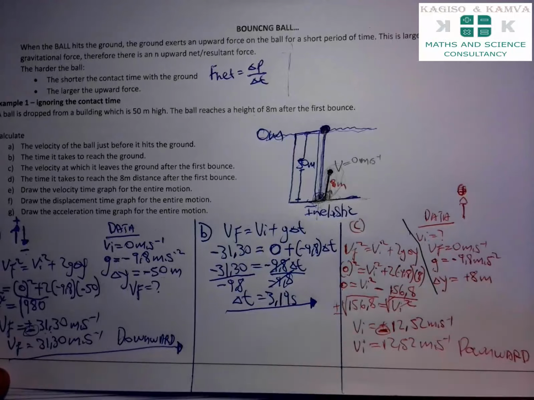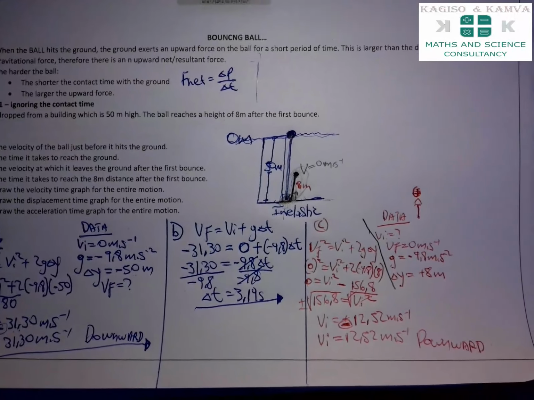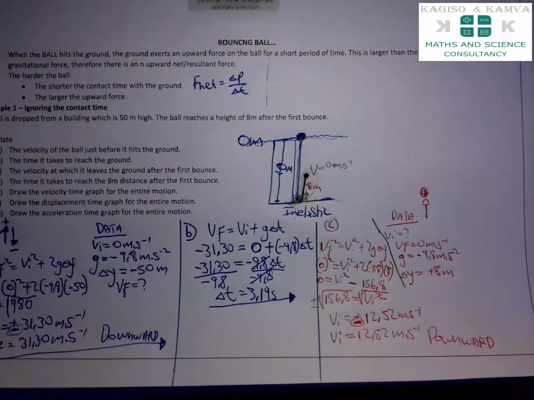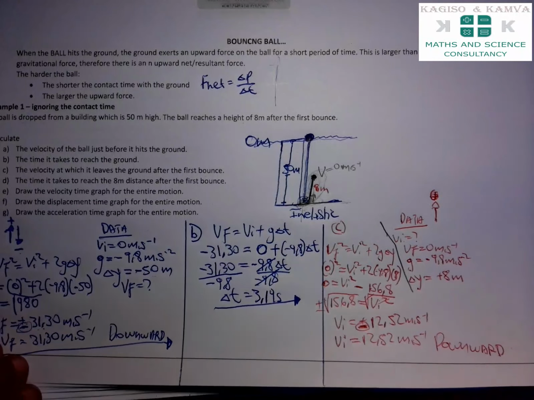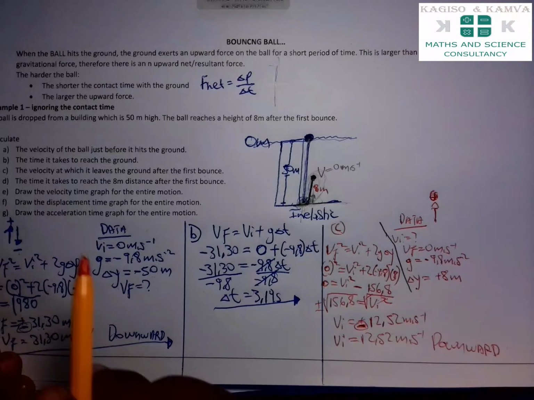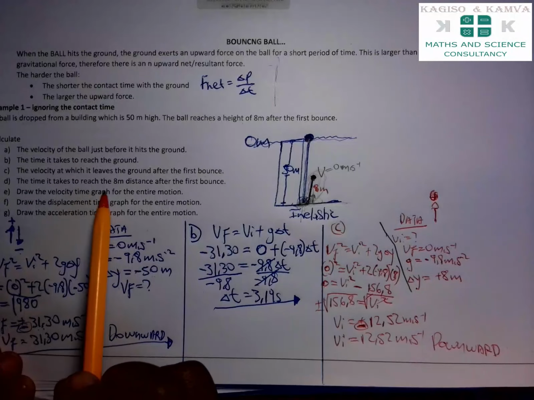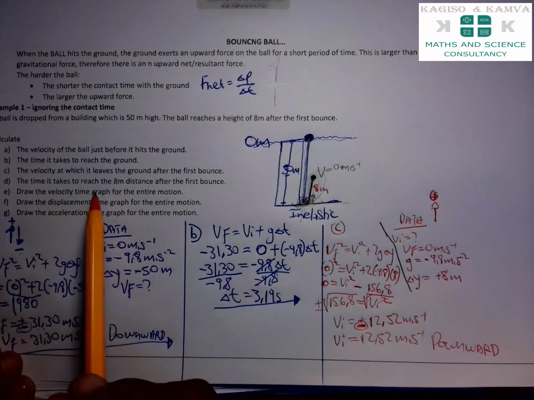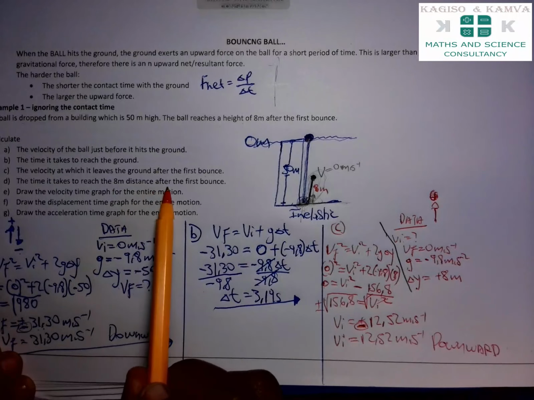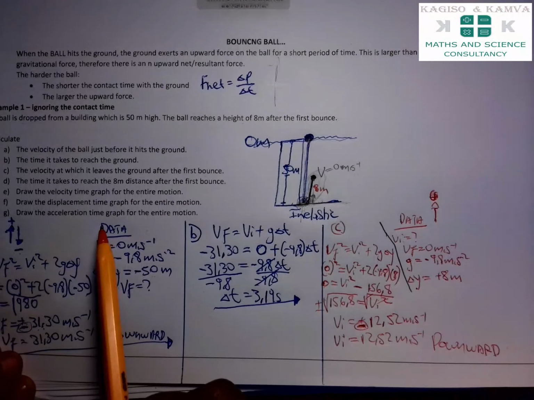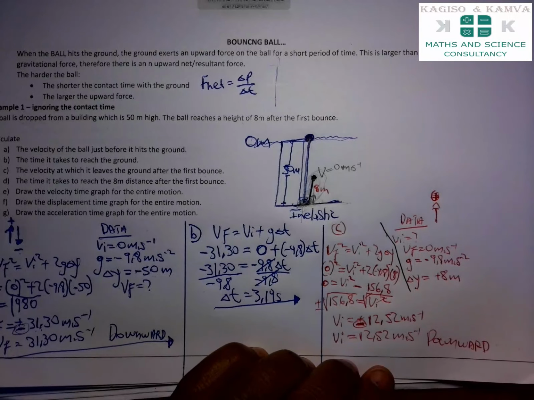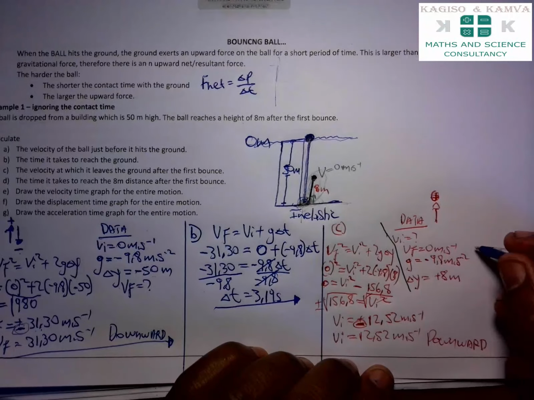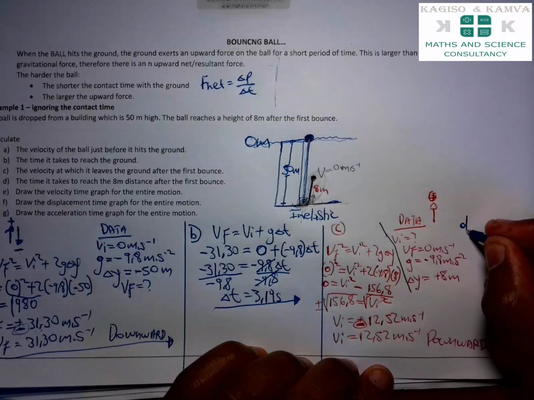Okay, good. Now, since we are still on C, we've got D. On D, we are asked to calculate the time it takes to reach the 8-meter distance after the first bounce. Now we can calculate the time after the first bounce. Let us say that will be our D.